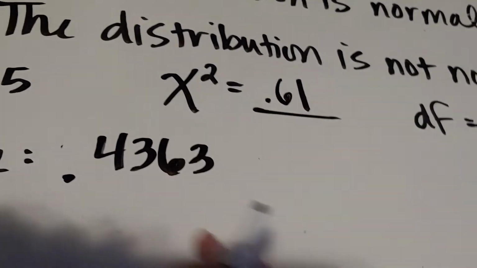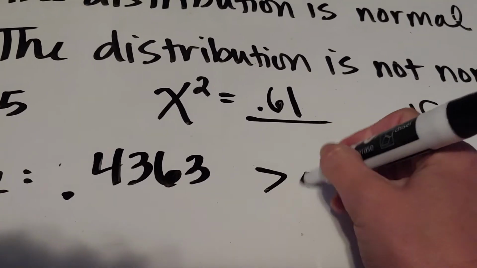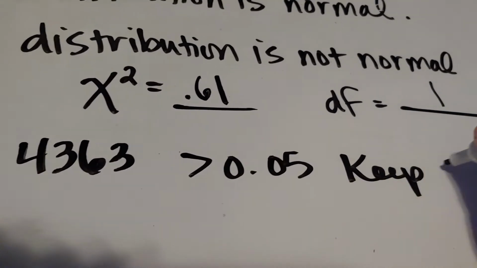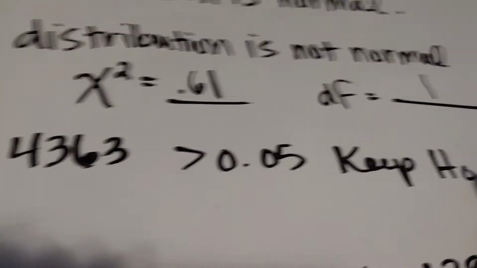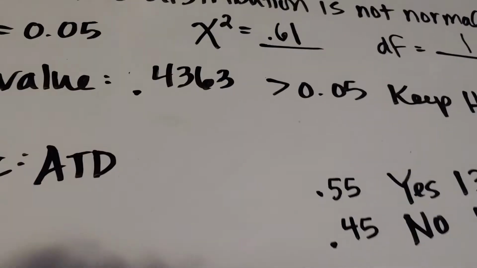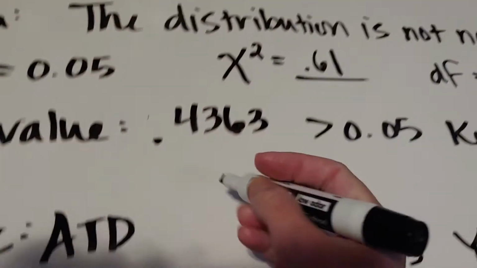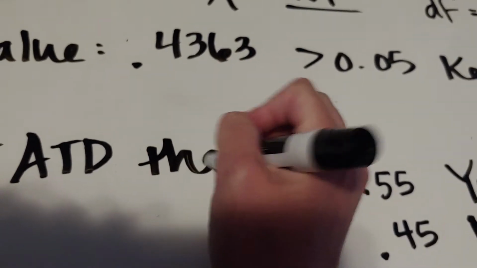Okay. This is obviously bigger than 5%. If it is bigger than 5%, then we keep or fail to reject the null. What that means is I would say, according to my data, the distribution is normal. So the distribution is normal.